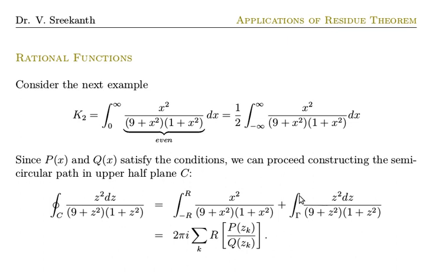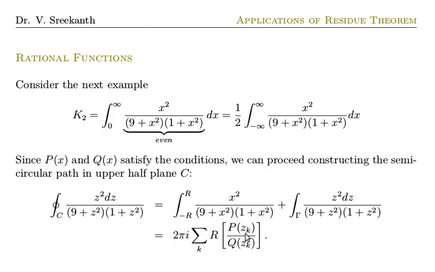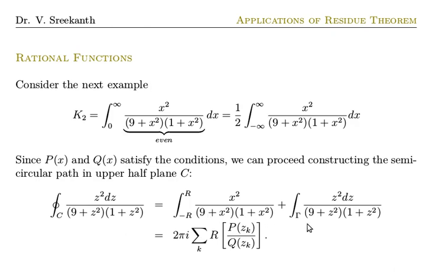Now let's consider what is going to happen with gamma. Okay, but before that, let's first evaluate this residue itself. So you can see that the integrand has two simple poles.